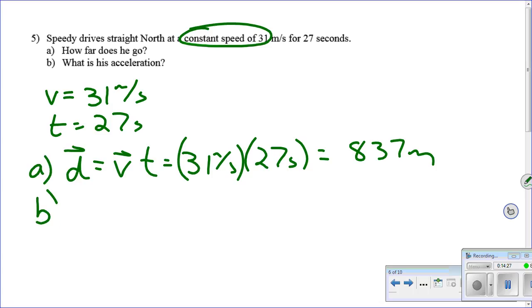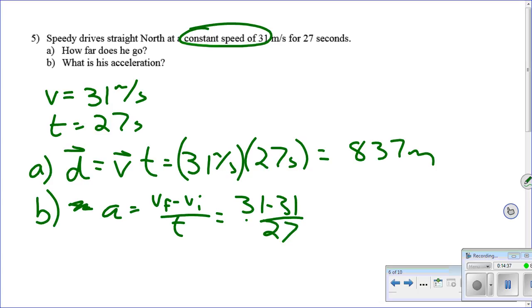All right, and then what's the acceleration? Well, acceleration is Vf minus Vi over t. But my velocity is constant. It's always 31. So I'm going to get 31 minus 31 over 27. I'm going to get 0. Well, of course I'm going to get 0 because constant speed means that I'm not speeding up or slowing down. I'm going straight north, so I'm not turning. So my velocity is not changing. I'm not accelerating. All right.